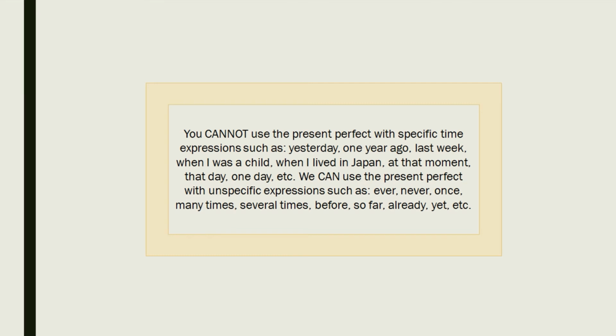Here you should remember that you cannot use the present perfect with specific time expressions such as yesterday, 1 year ago, last week, because these words are very close to the past simple time: when I was a child, when I lived in Japan, at the moment, that day, one day, etc. We can use the present perfect with unspecific expressions such as ever, never, once, many times, several times, before, so far, already, yet, etc.